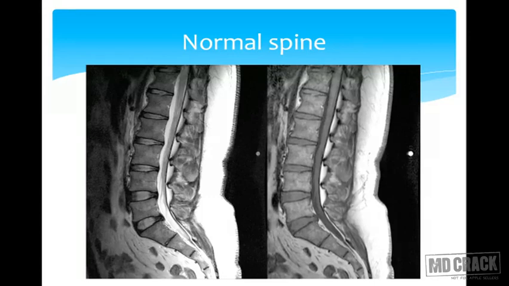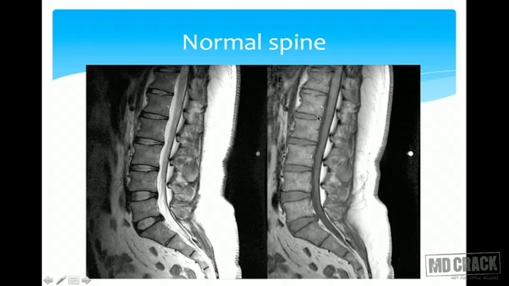Now, when we talk about imaging of the spine, obviously the first thing that you begin with is an X-ray. Now, this is your MRI of the spine. These are sagittal images. This is your T1 weighted image, and over here what you have is your T2 weighted image.